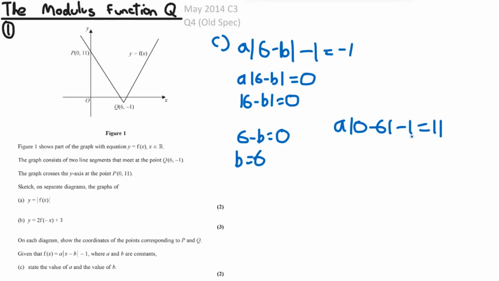Move the minus 1 onto the other side to get a of, and then 0 minus 6 is just going to be the modulus of minus 6, and this is going to be equal to 12. The modulus of minus 6 is just going to be 6, so it's going to be 6a is equal to 12, so therefore a is equal to 2. So the value of a is 2, and the value of b is 6.